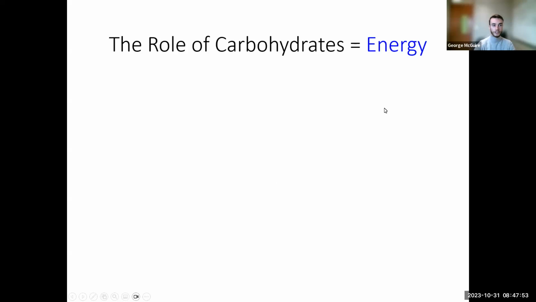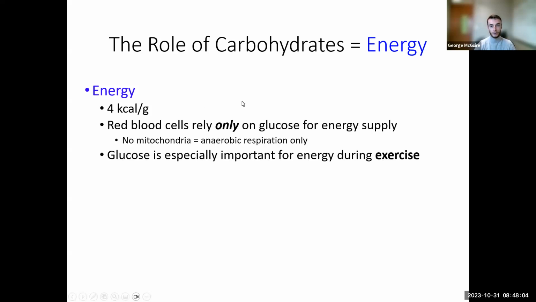Okay. So how does our body use carbohydrates? Mainly, it's going to be as a source of energy. Okay. So carbohydrates, like proteins, provide 4 kilocalories per gram, and will be our main source of energy during activity or high-intensity exercise. And then, of course, there are cells in our body that only use carbohydrates as their energy source, or mainly will use carbohydrates as their energy source.